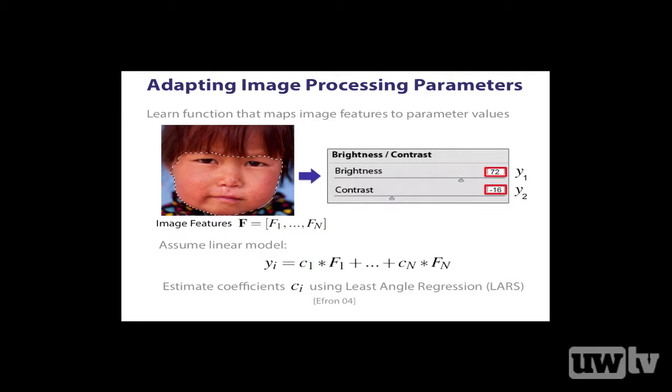And so we assume a linear model, and the key problem is now to estimate the coefficient c from the training features and the training parameters. And so we use least angle regression to do this estimation.